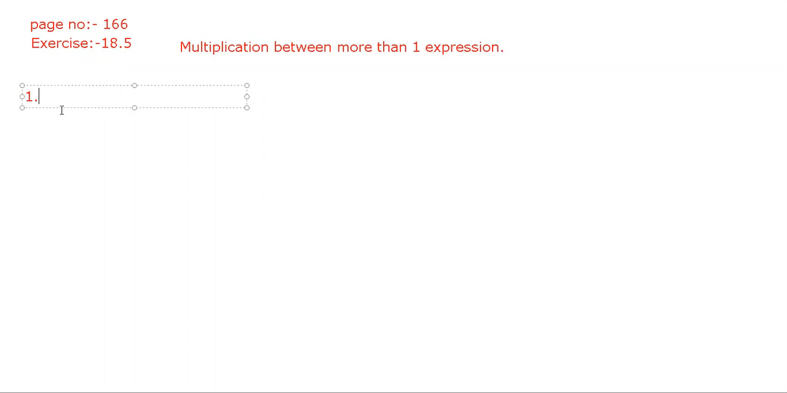Question number one, A. Here is given A multiply B, which is equal to AB. Finish, very easy. And question B: 2A multiply C is equal to 2AC. Very easy.